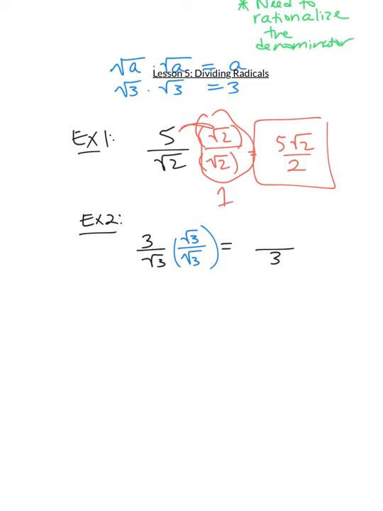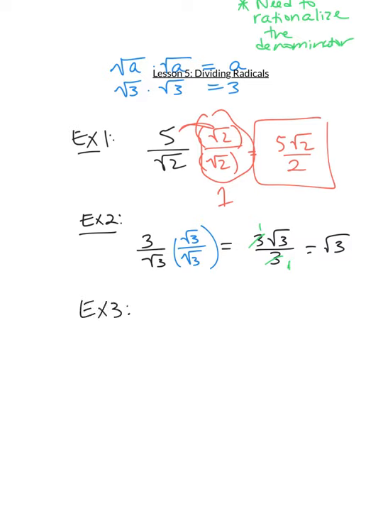In the numerator, I have 3 times the square root of 3. Now, I'm allowed to simplify rational numbers with rational numbers. So 3 and 3 have a common factor of 3. So my final answer is just the square root of 3. So radicals can simplify with radicals and rationals with rationals. Okay, we'll take a look at another one.